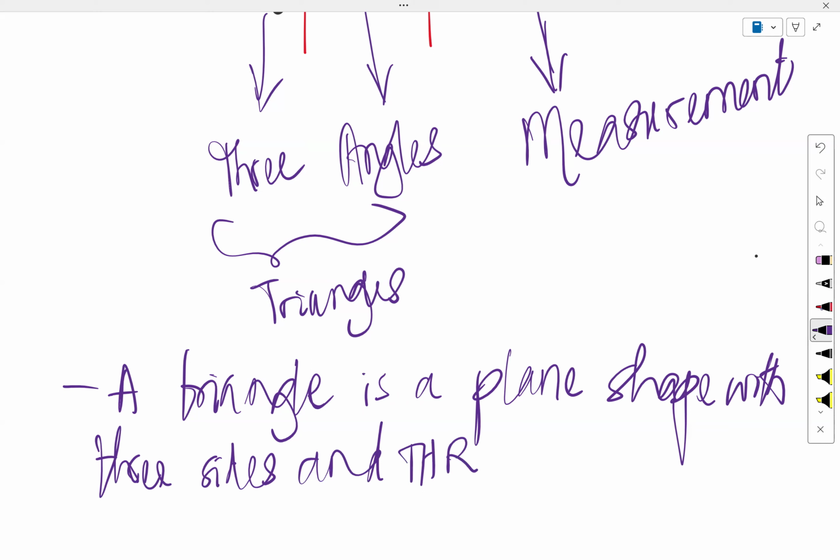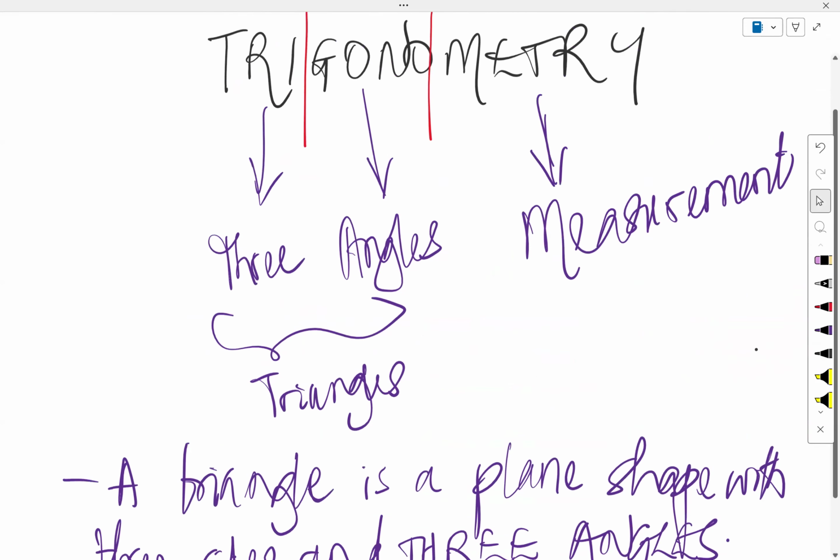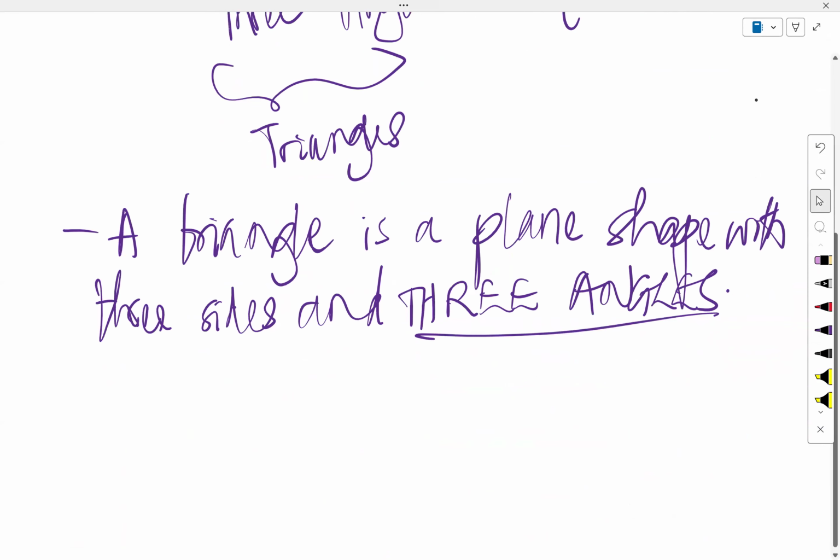Trigonometry is three angles measurement. So a triangle is a plane shape with three sides and three angles. So you see three angles coming up here again. So basically, it means that trigonometry is about triangles.